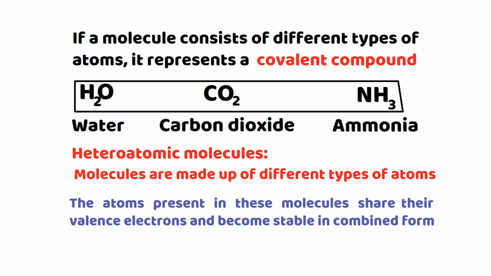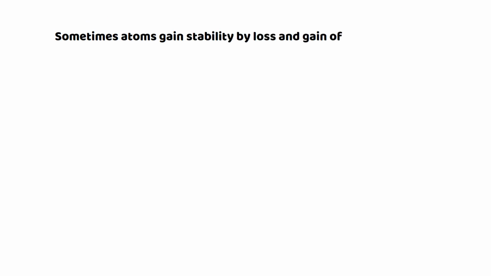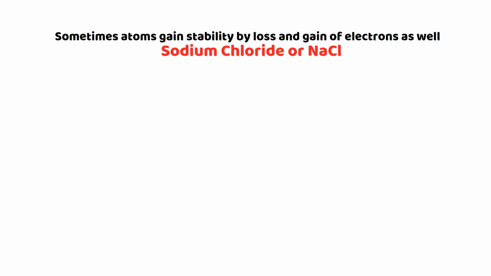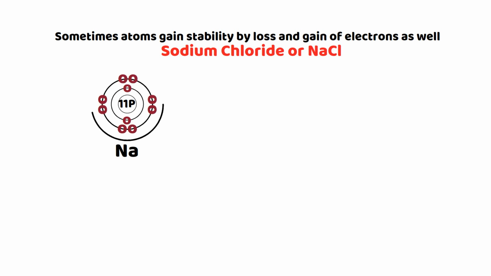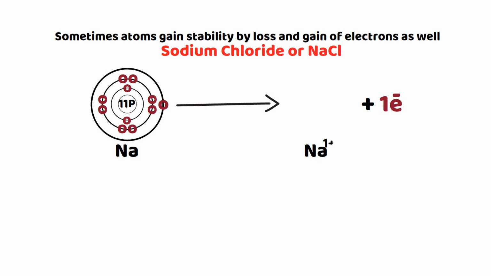Remember, in addition to sharing of electrons, sometimes atoms gain stability by loss and gain of electrons as well. Let's see the example of sodium chloride or NaCl. The atomic number of sodium is 11 and its electronic configuration is 2,8,1. For stability, sodium atom loses 1 electron and forms sodium 1 plus ion with a stable electronic configuration of 2,8.